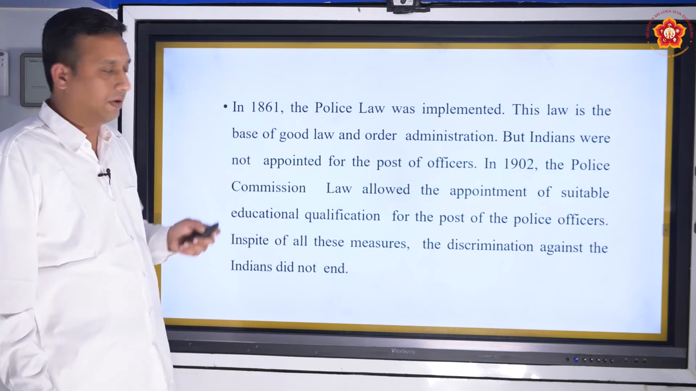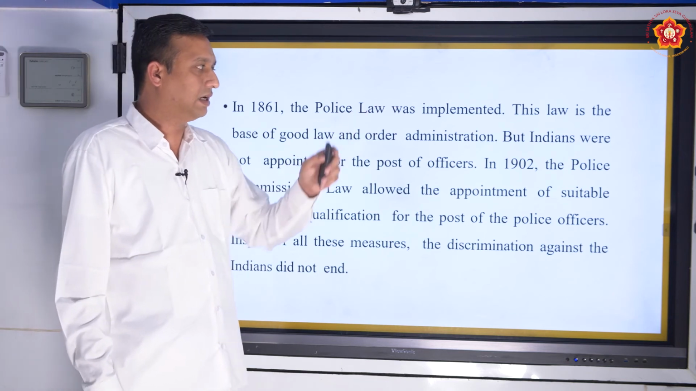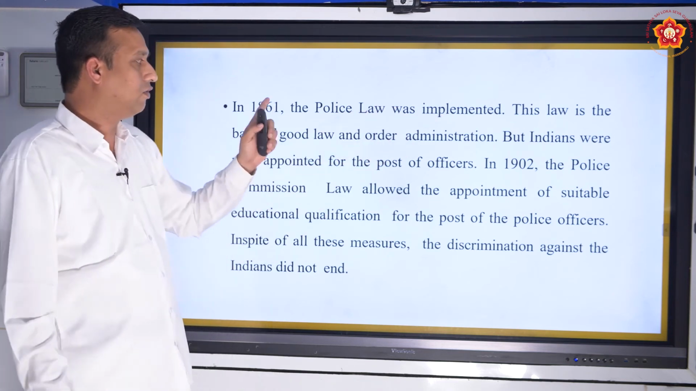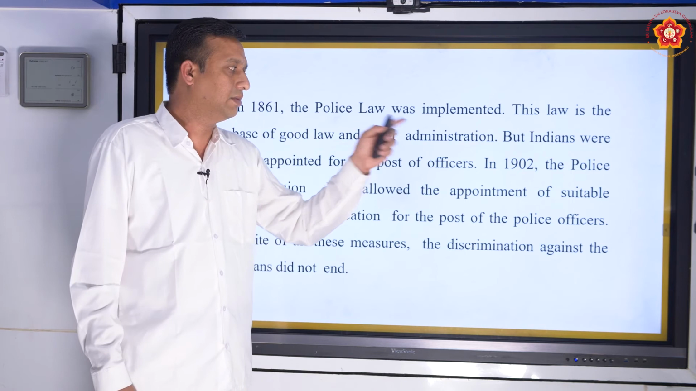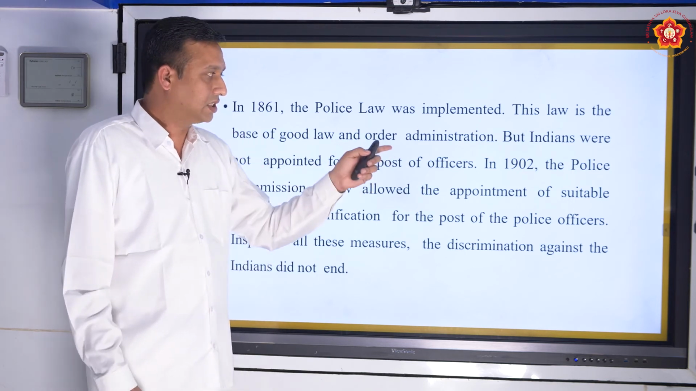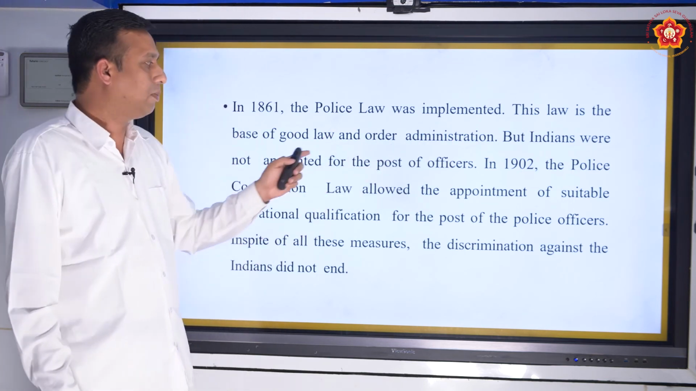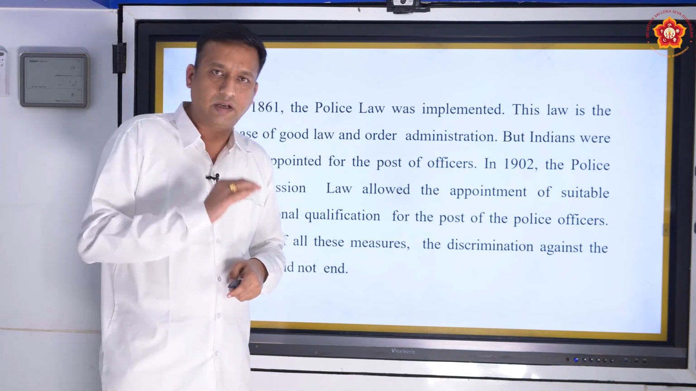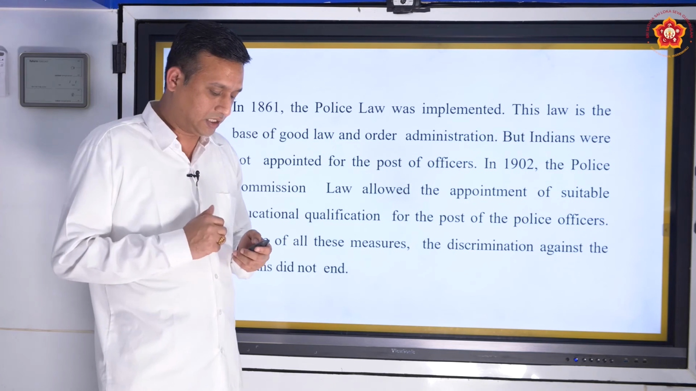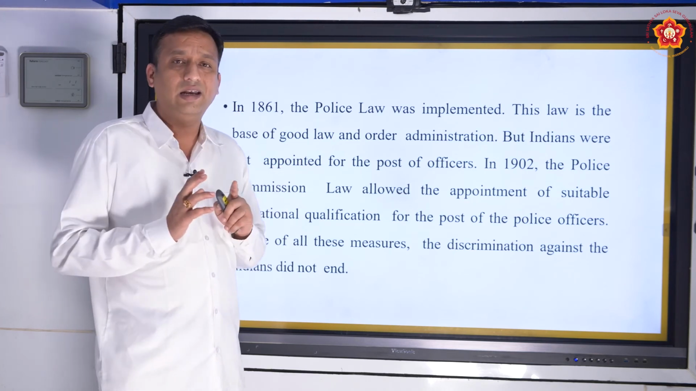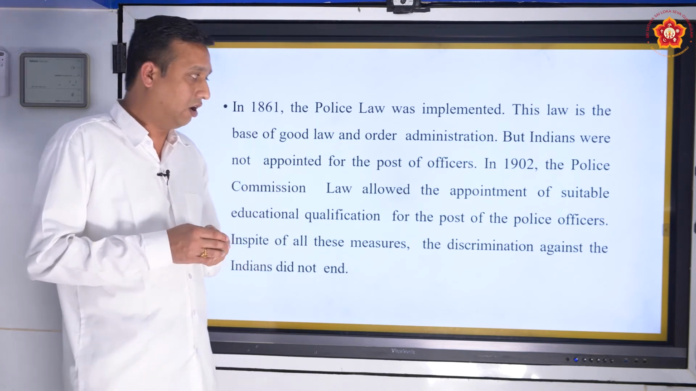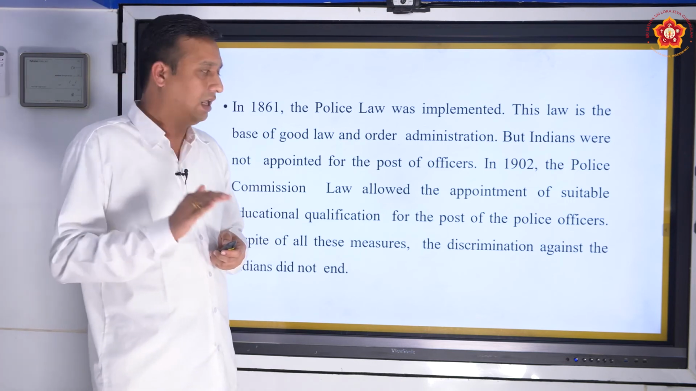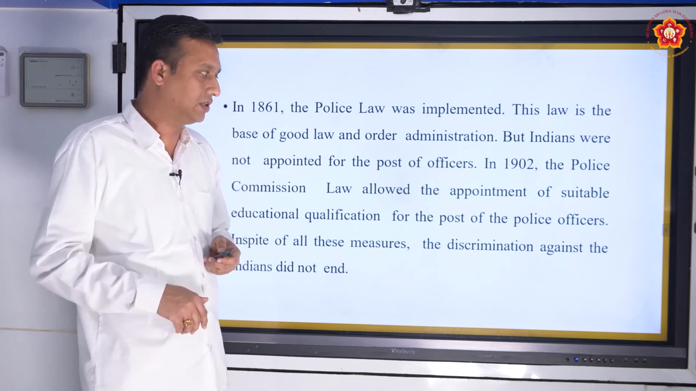In 1861, the police law was implemented. This law is the base of good law and order administration, but Indians were not appointed for the post of officers. In the year 1861, they brought in certain changes, reforms in the police system. But here Indians were not given much opportunity. All the top positions were controlled by the British officers.